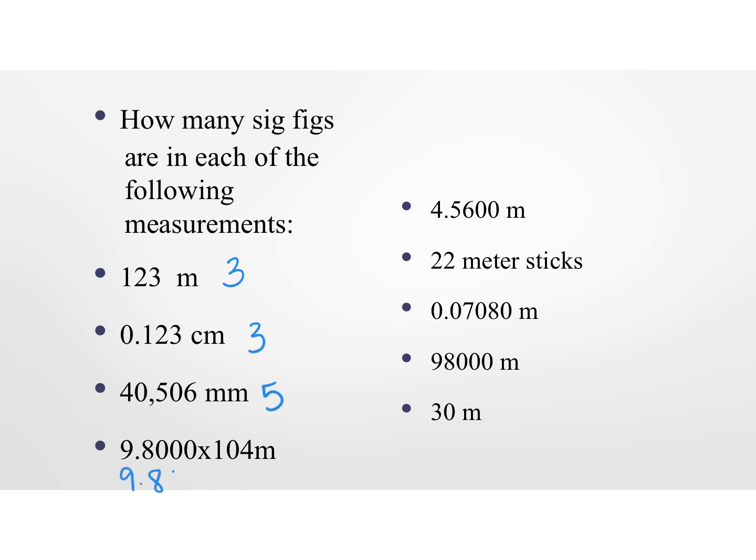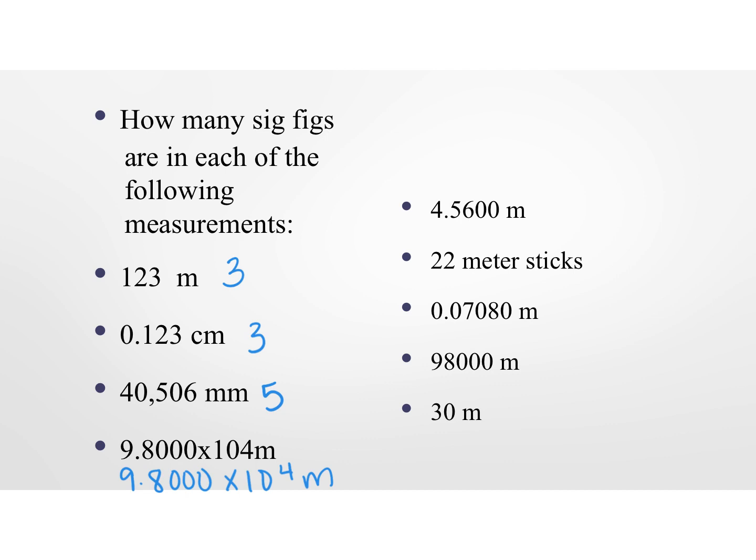This one didn't really format as much as I wanted. 9.800 times 10 to the 4th meters. Okay. Take a guess. How many sig figs do you think are in that number? Okay. When you do scientific notation, we're going to ignore like the times 10 to the 4th. Okay. You ignore this part. So then you're only going to look at 9.8000. Okay, so like ignore the whole second half of this number.